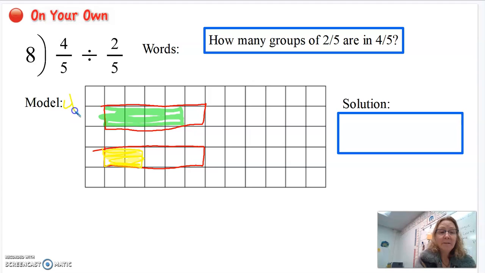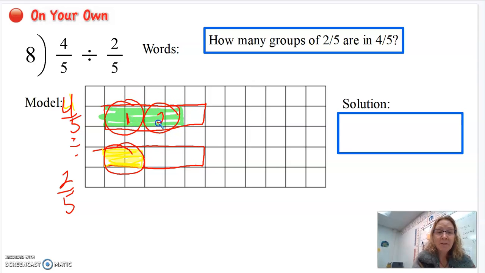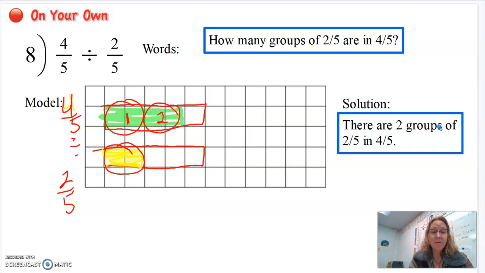So I'm going to take this 4/5 divided by 2/5. There's my dividend, there's my divisor. I need 2 squares at a time. There's my 2 squares, that's 1 group. There's my other 2 squares, that's 2 groups. The solution is there are 2 groups of 2/5 inside of 4/5.